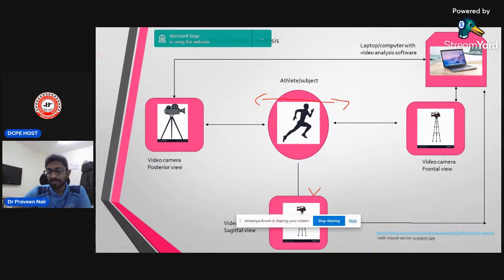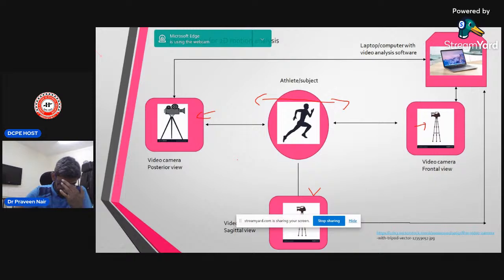And then if you want to see the body alignment from the front, how the left and right extremities are moving with respect to the motion, whether it is out of alignment, whether the player is going too much in the frontal plane, whether too many movements are happening in the frontal plane or not, we can analyze with the help of the front camera and back camera.